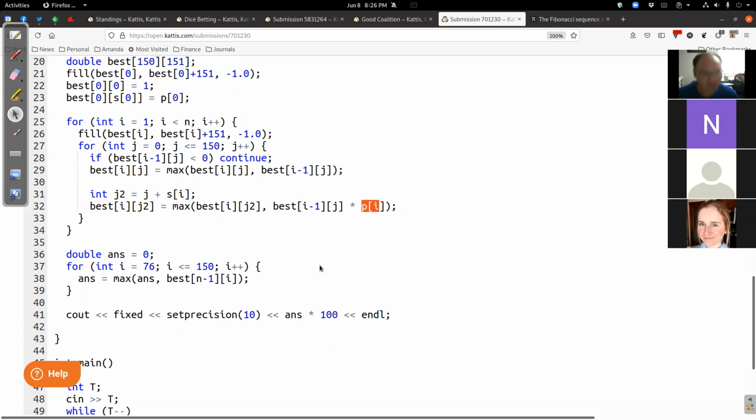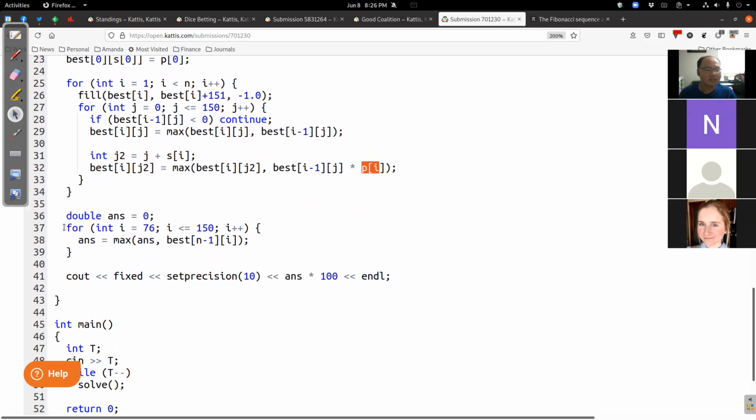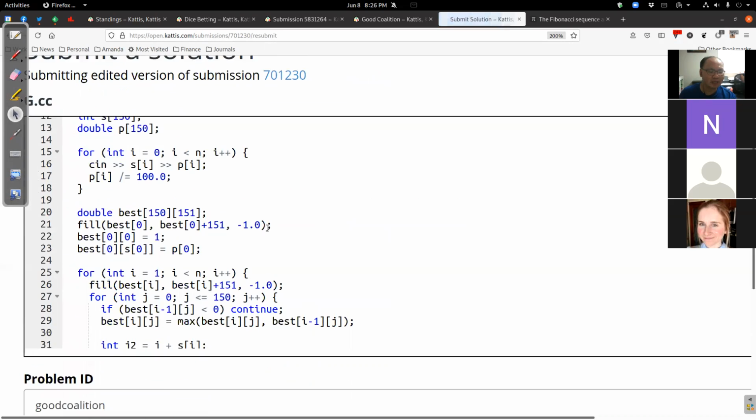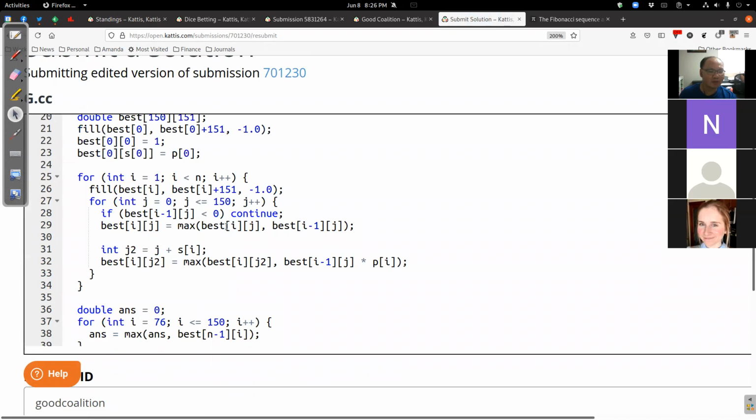If you don't know that very well, then I guess you can review that. And then finally, at the end, I just ask for all the capacities between 76 and 150, so all the different ways you can form a coalition that's bigger than half. What is the best probability out of all those choices? So anyway, this is basically the knapsack thing.